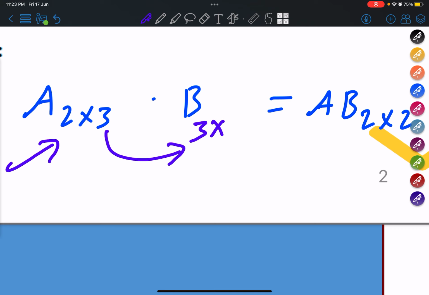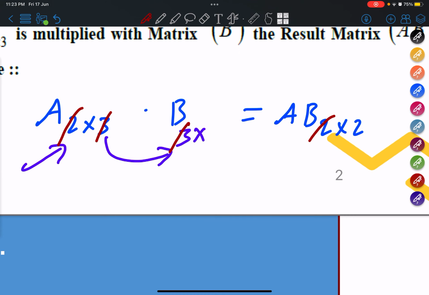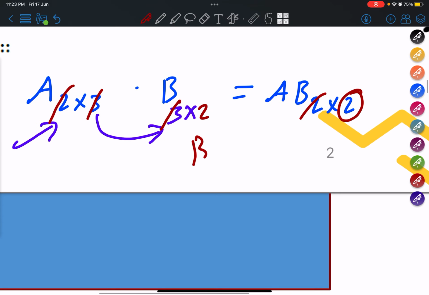Now what is the second number? Now we can cancel out all the things that are similar. So 3 and 3 are similar, 2 and 2 are similar, so the last thing here we have is 2. So it means that the order of B is 3 cross 2.